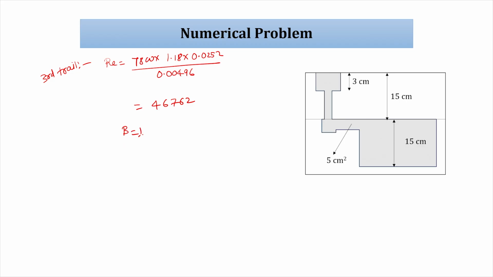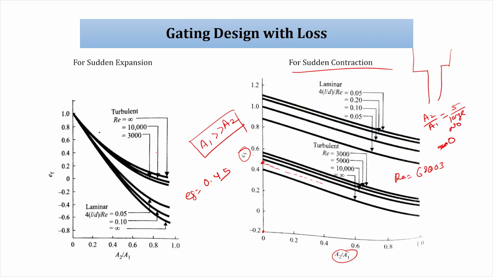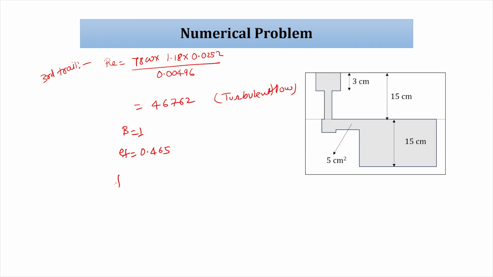Beta will be 1, turbulent flow obviously. Beta equal to 1, and EF equal to, again the Reynolds number is reducing, so you can keep 0.465 by the graph. The value is increasing, but not that much. F will be 0.0791 into Reynolds number to the power minus 0.25.